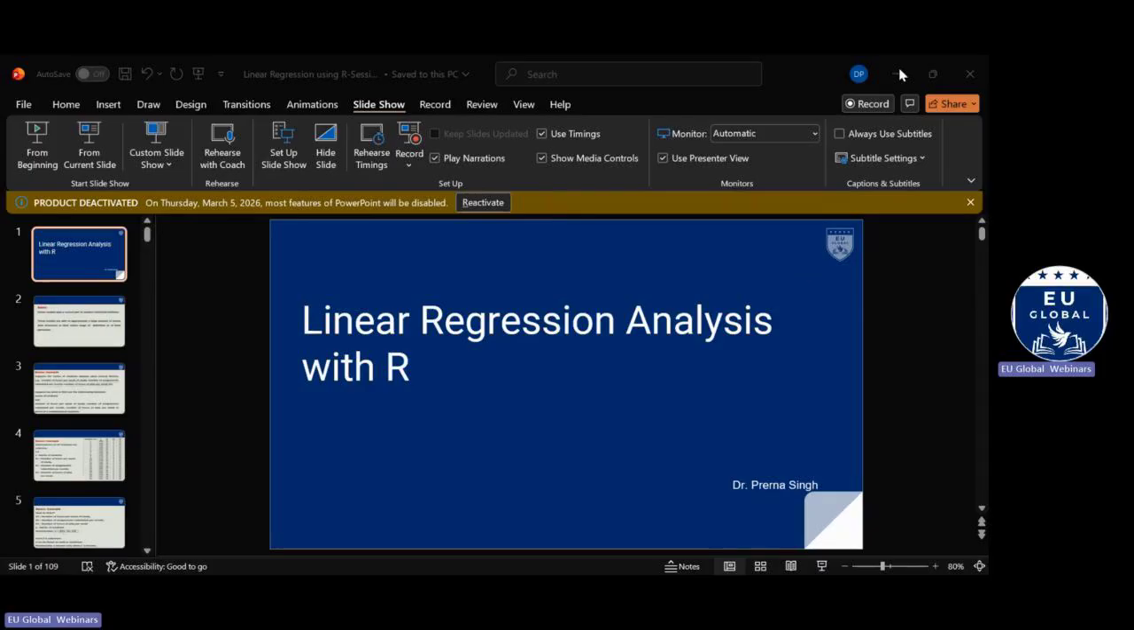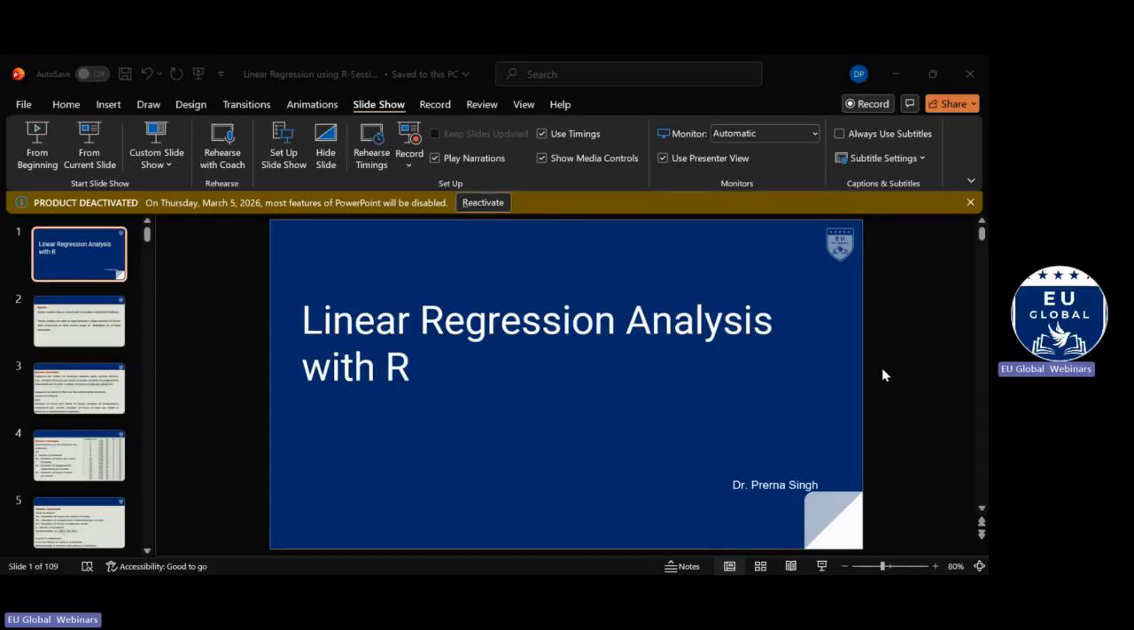And I'm here to present a very important topic that we have to do today, which is linear regression analysis with R. I'll just tell you what is expected in this particular session. First of all, we'll begin with linear regression with R. In this, we will be doing that. What is linear regression? Today we'll be completing simple linear regression, and in our next session we'll move to multiple linear regression.